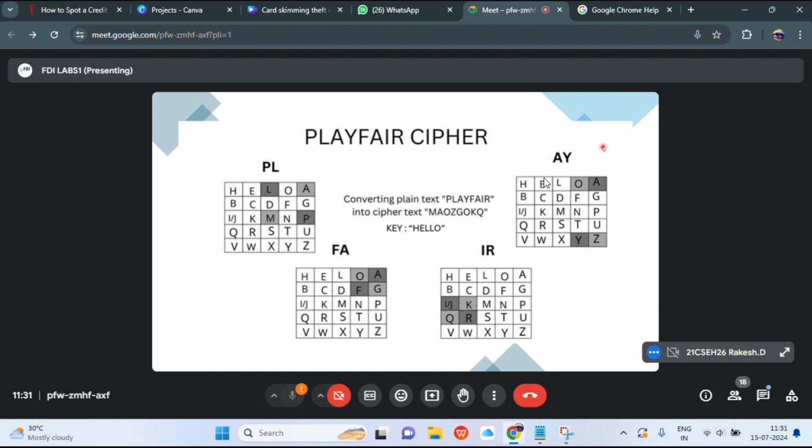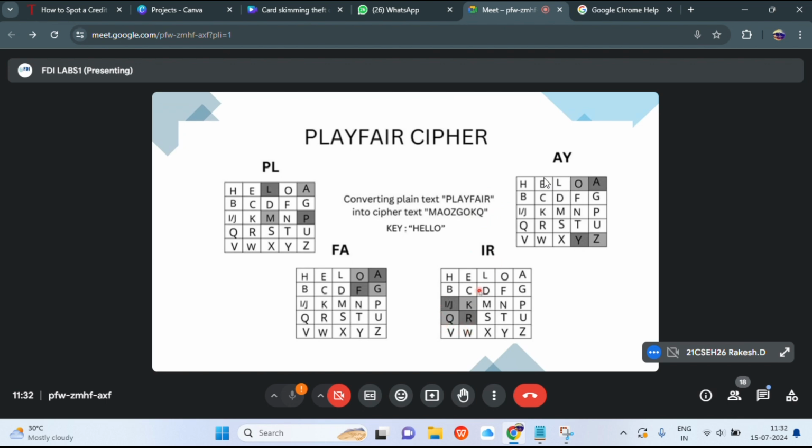Now we'll go for AY. A and Y are also present in different row, different column. So we are making a rectangle here, and the corner of A is O and the corner of Y is Z. See, O and Z are the next ciphertext. Then FA. F and A are also present in different row, different column. So what is the corner of F? F is G, and for A it is O. So GO is our next ciphertext.